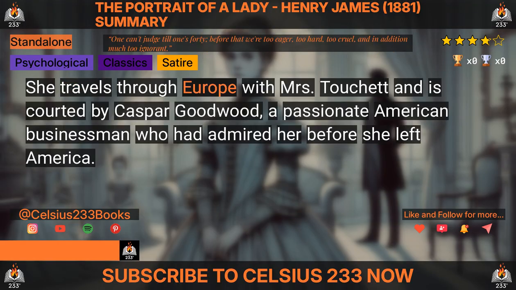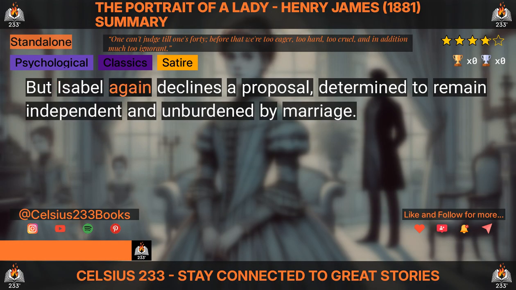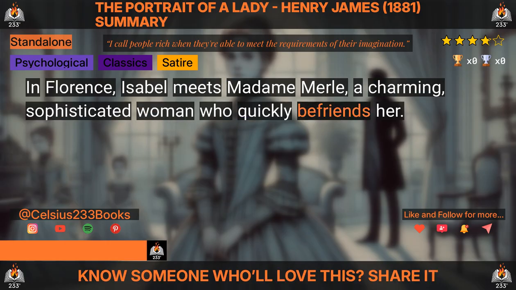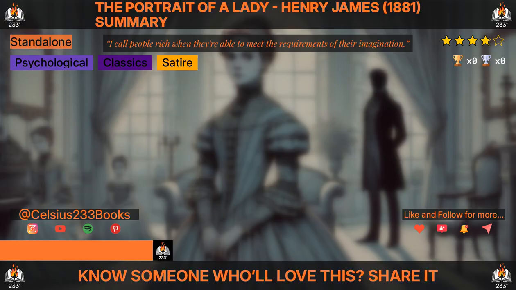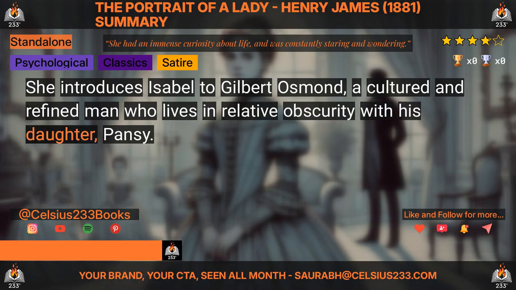She travels through Europe with Mrs. Touchett and is courted by Caspar Goodwood, a passionate American businessman who had admired her before she left America. But Isabel again declines a proposal, determined to remain independent and unburdened by marriage. In Florence, Isabel meets Madame Merle, a charming, sophisticated woman who quickly befriends her. Unbeknownst to Isabel, Madame Merle has hidden motives. She introduces Isabel to Gilbert Osmond, a cultured and refined man who lives in relative obscurity with his daughter, Pansy.